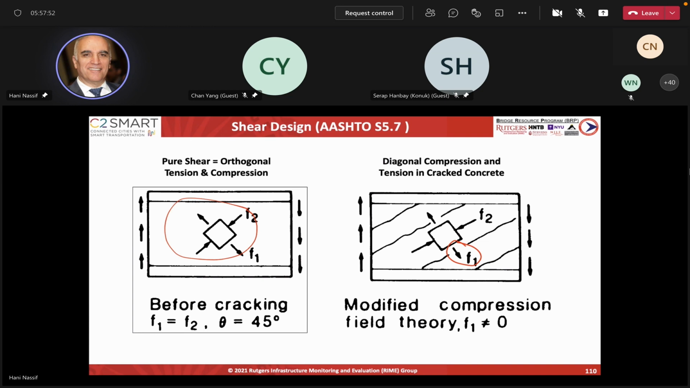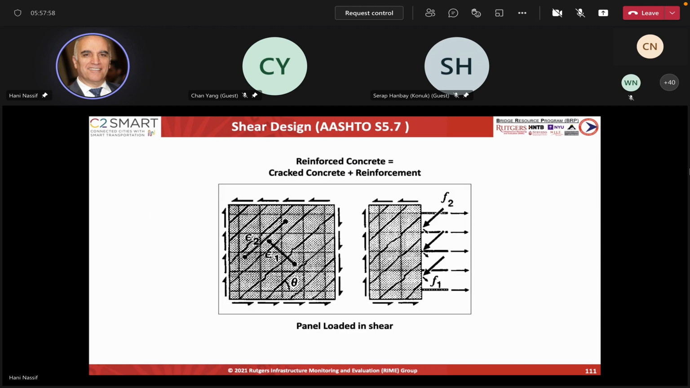So he used what we call compatibility of strain and the rationality of it to come up with that theory. How did he do that? Well, he assumed that there are some cracks and there are some rebars going in different directions. That's why his theory does not only use the stirrup, he also uses some longitudinal reinforcement at different levels, as you can see here.